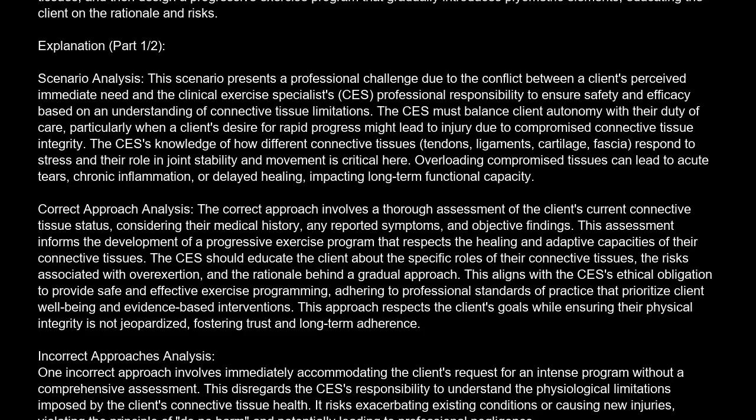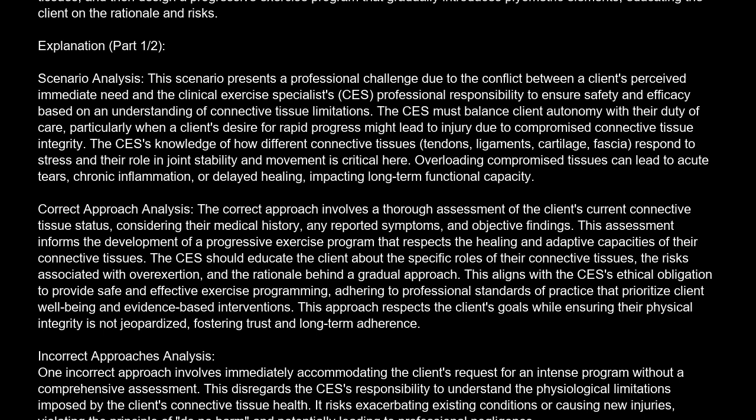The correct answer is B. Conduct a comprehensive functional assessment focusing on the stability and resilience of the client's connective tissues, and then design a progressive exercise program that gradually introduces plyometric elements, educating the client on the rationale and risks.